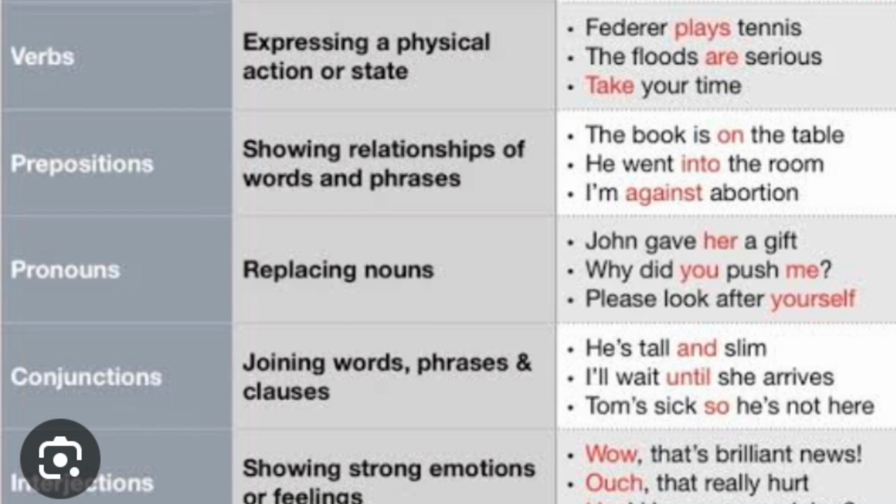But now we are going to verbs. What is a verb? A verb is an action word. Anything which shows action, like plays, sits, goes, take. You see in the sentences, Federer plays tennis. The floods are serious. Take your time. So, anything which shows action is called a verb in a sentence.